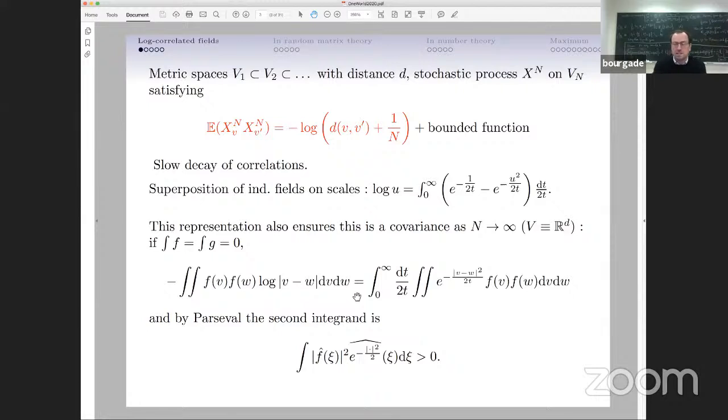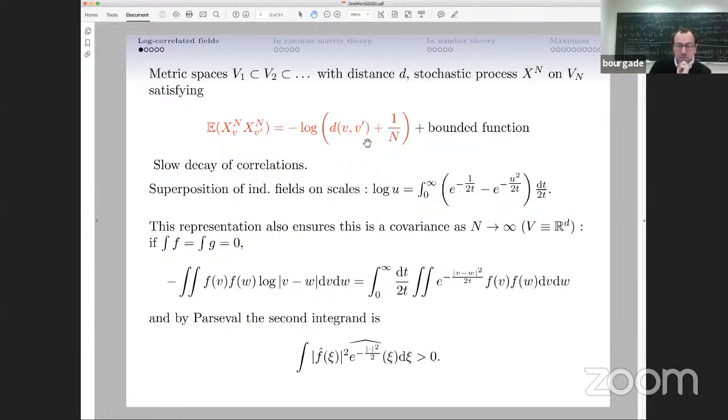For me, we will have very practical examples, but one way to express the general setting is that you have a sequence of matrix spaces which are embedded, V1, V2, and so on. You have a common distance D on all of them. And you want to build stochastic processes depending on some index n, Xn on Vn, such that, let's take them centered, the covariance is basically like the logarithm of the inverse distance. Of course, if you want to talk about finite objects here, you need to add a small cutoff, let's call it 1/n, so that the covariance on the diagonal is finite.